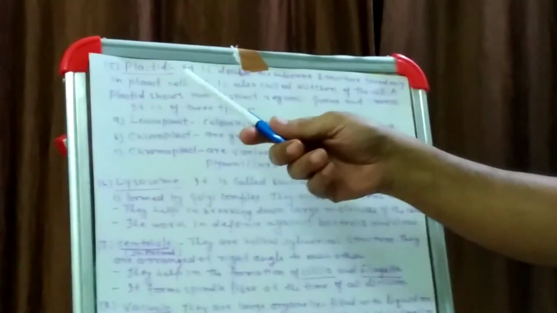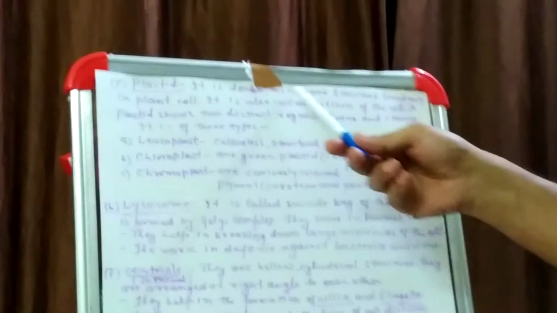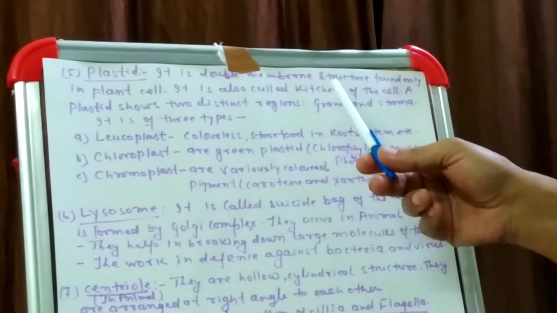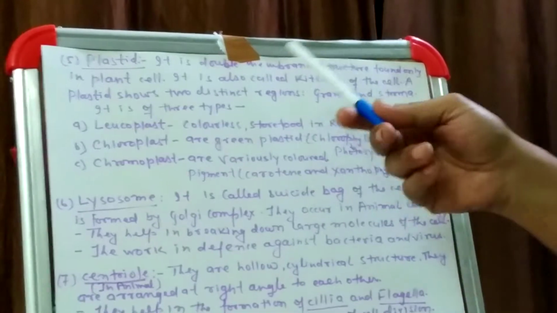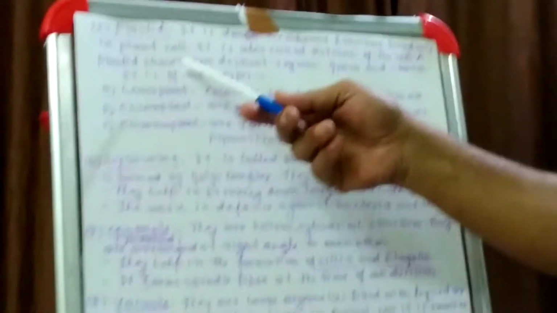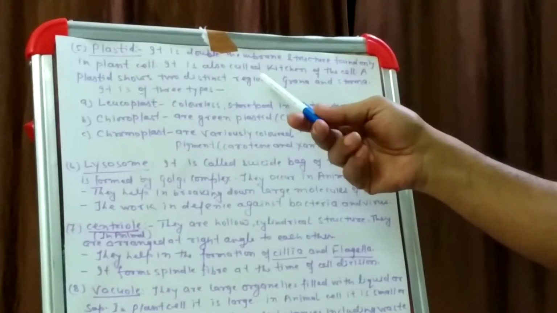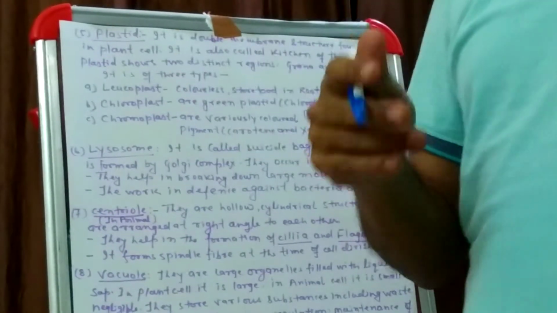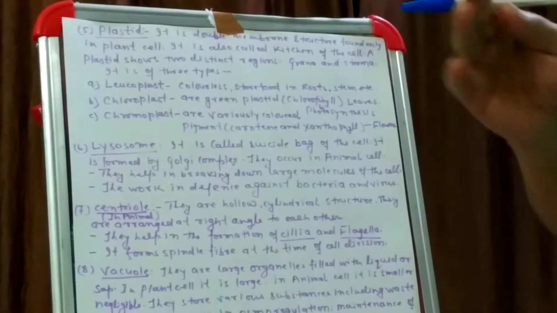Here, again, just come to here and see, it is a double membranous structure found only in the plant cells. It is also called the kitchen of the cell. That I have told you earlier. And the plastid shows two distinct regions. If you see the structure of the plastid, it shows two distinct regions, that is grana and stroma.